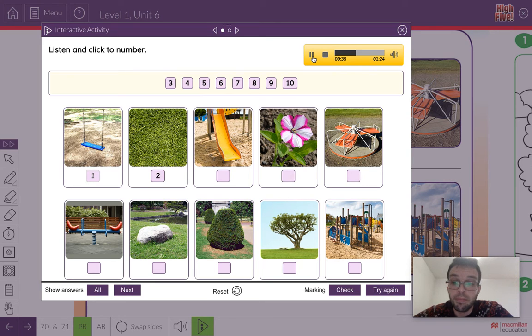5. I can see a bush in the park. Number 5. I can see a bush. Which picture is number 5?